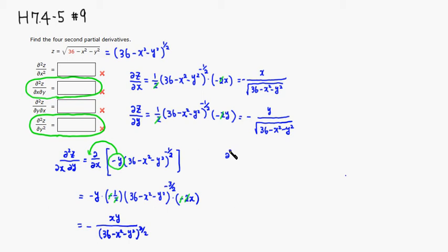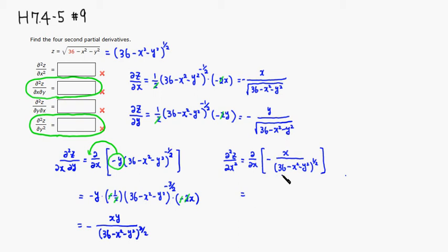Right. So let's say you want to find the second partial of z with respect to x. That would mean we have to take the partial derivative with respect to x of this guy right here. So I'm going to put negative x over the square root. I don't like square root, so I'm going to write 36 minus x squared minus y squared to the 1/2 power. Alright, so let's use the quotient rule on this one, because we're taking the partial derivative with respect to x.